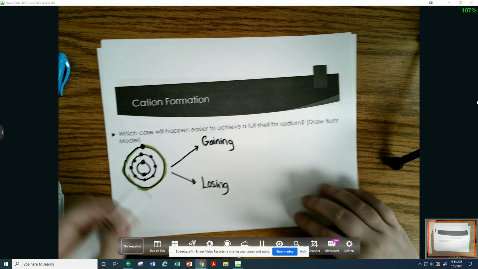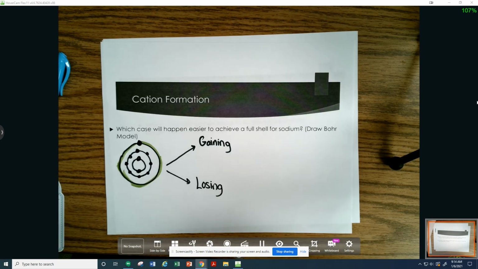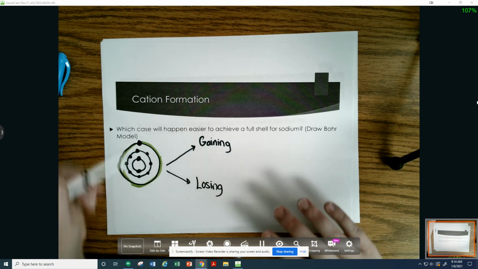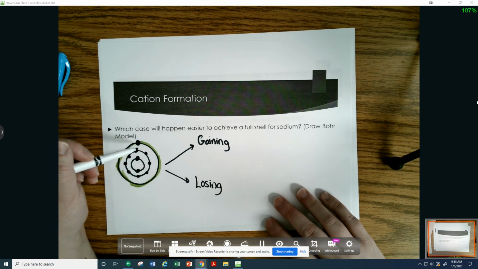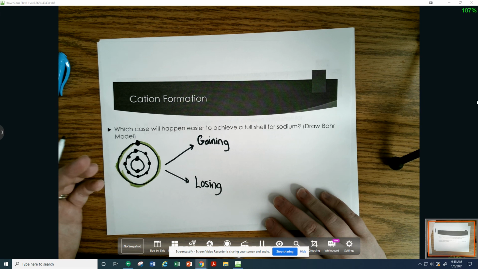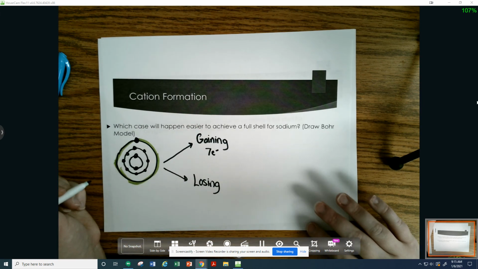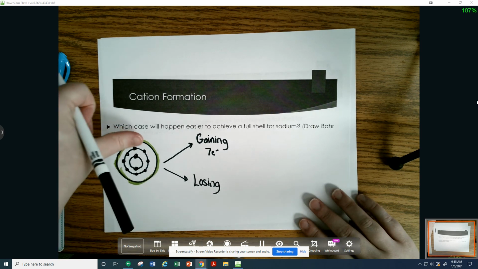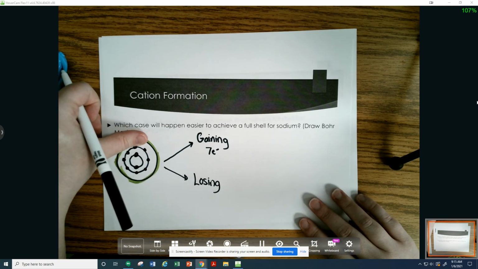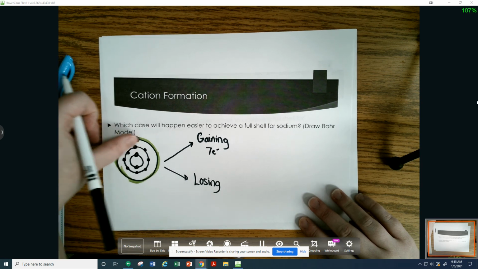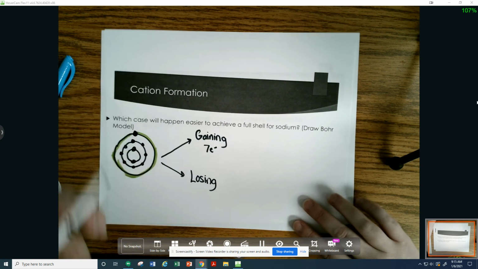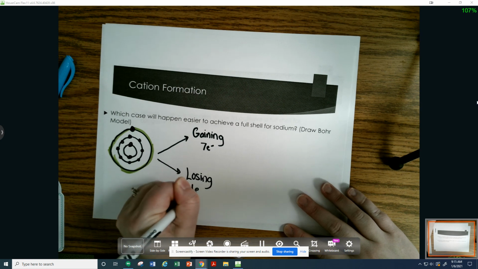So the idea is, how many does it need to gain and how many does it need to lose to get to that complete octet? So right now it has 1 valence electron. To get to that 8, that means it needs to gain 7 electrons. If it loses an electron, what would happen is it would lose this outermost valence electron, moving it to the second energy level, which is full. So it would only have to lose one electron.